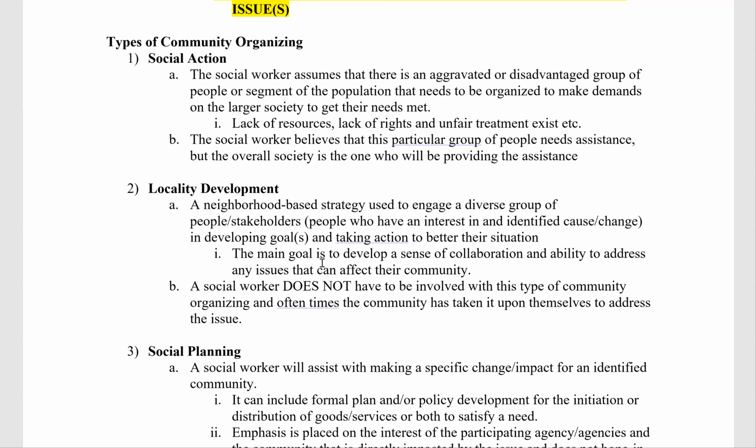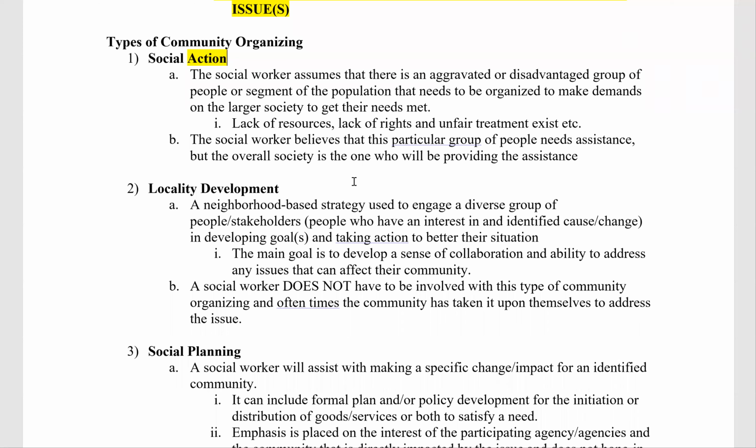And I'm a huge person that loves to manipulate words. So if you're like, oh my God, how am I ever going to differentiate these? Sit back and hopefully I can provide easy ways to get this done. So the first one is social action. Key emphasis on action. Why? Because this is where the social worker is going to put forth action to get the job done.